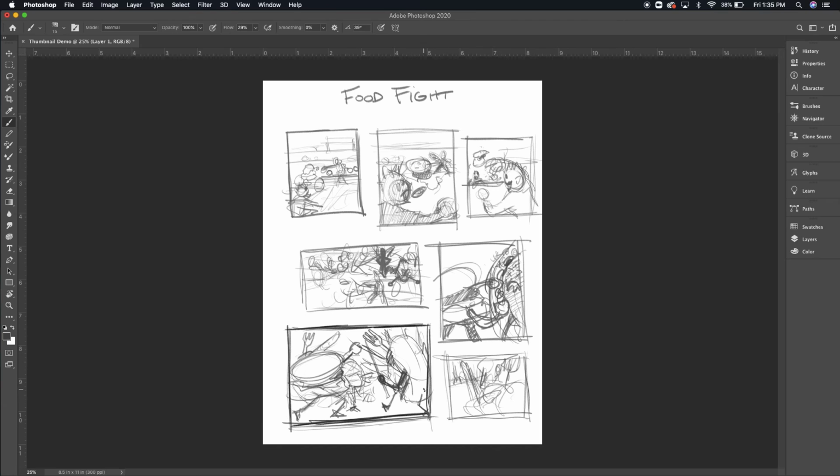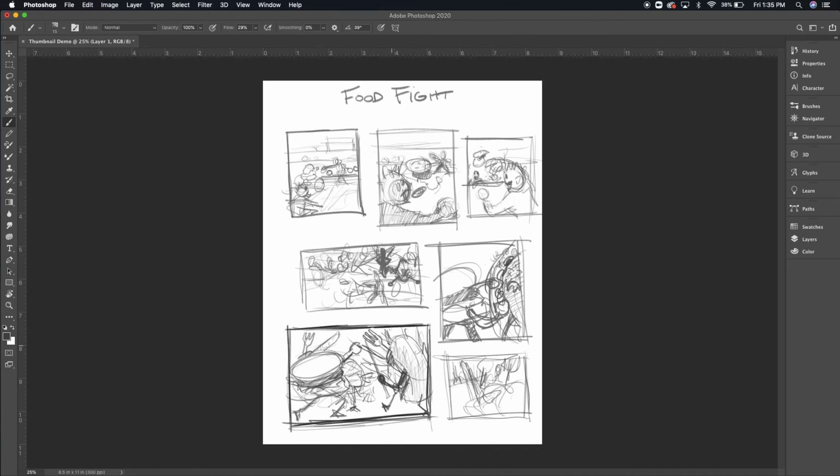So once I get the thumbnail down, I can start working on like a rough draft where I'm working out the design. But again, with the thumbnail, the idea isn't to do a nice drawing or get a good design. It's just to get the idea out.